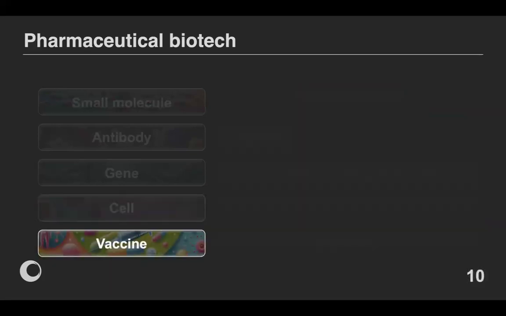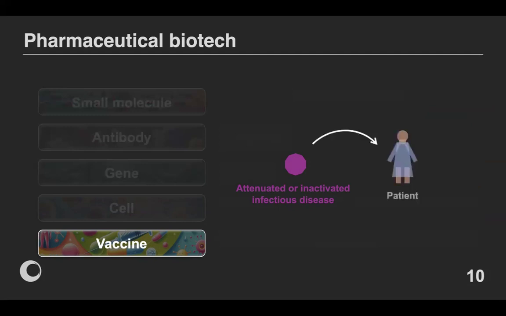The fifth one is the one that became popular in COVID, and that's the vaccine industry within the pharmaceutical biotech space. And the idea here is that you have some sort of attenuated or inactivated infectious disease. Maybe it's just some sort of virus or something that causes some other sort of disease. And the idea here is that you can introduce this into a patient. This patient develops some sort of immune response, such that you don't get as sick if you get reintroduced to that virus natively when you get exposed to it just walking around during a normal day.